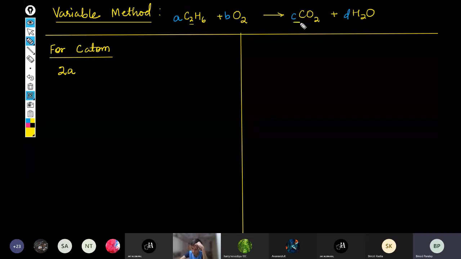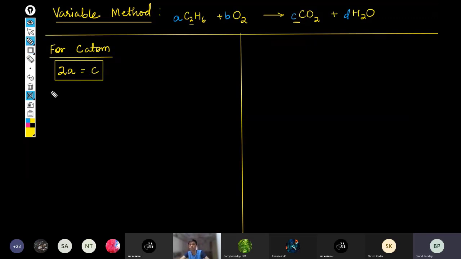On the right hand side, carbon is present in carbon dioxide only. So how many carbon atoms are we having here? Here we are having 1 into C. So this much is here. Is it clear, beta? Yes, sir. This much is clear. Okay, then we have carbon done. This is fine.